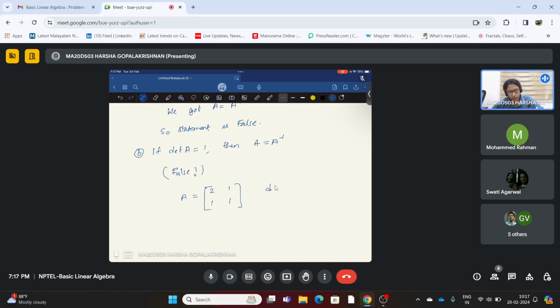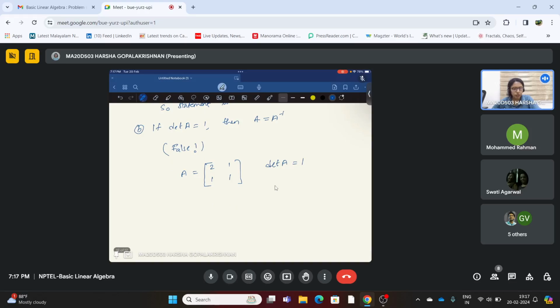Okay, so determinant of A equal to 1. Now the only thing is whether A equals A inverse or not. Instead of finding A inverse, we can check if A times A inverse equals identity. No need to go to finding A inverse, but we know that A inverse is A, that is A square should be equal to identity. So we will see what A square is.